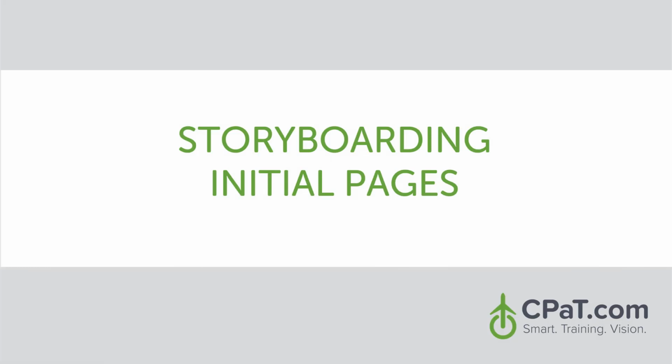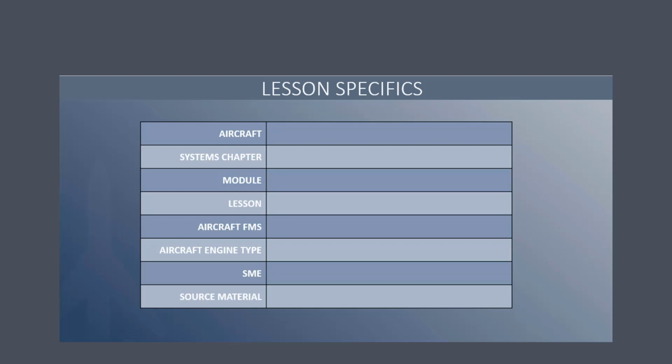So now that you have an idea of what the storyboard looks like, let's get into how to create your initial storyboard. The first page of your storyboard is called the Lesson Specifics page. This is where you're going to provide some basic information about the lesson. You're going to need to fill in the table. First, you identify the aircraft, you identify the chapter of the systems that you're working on, the module that it's in, and which particular lesson this is.